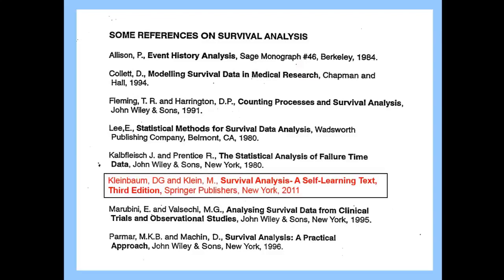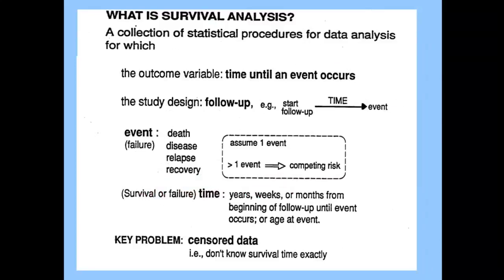So anyhow, let's talk about survival analysis. So what is survival analysis? It's a bunch of statistical procedures for doing data analysis for a certain data situation, where the outcome variable is different from the outcome variable we've been talking about up to this point, which was either binary or had 3 or more categories. Now the outcome variable is a continuous variable that involves time. And it's time until something happens.